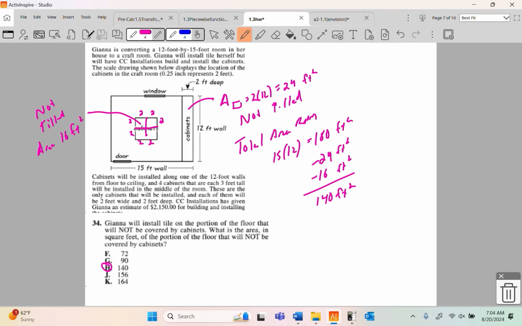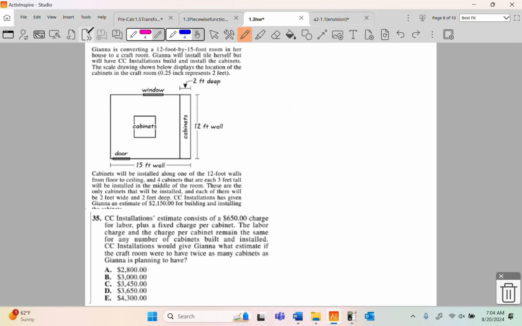All right, moving forward. CC Installations estimates consist of a $650 charge for labor plus a fixed charge per cabinet. The labor charge and the charge per cabinet remain the same for any number of cabinets built and installed. CC Installations would give Gianna what estimate if the craft room were to have twice as many cabinets as Gianna is planning?